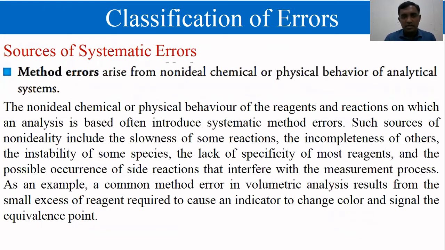Sources of systematic errors may also come from methodical errors, which are also called method errors, that arise from non-ideal chemical and physical behavior of different systems. Sometimes you may be using a reagent which is not working properly. Sometimes the reaction that you're carrying out may not be proceeding to completion.